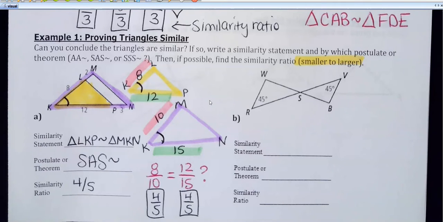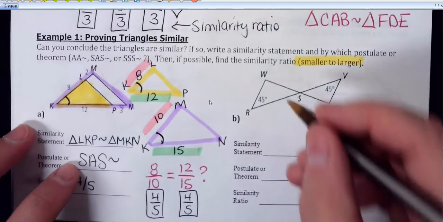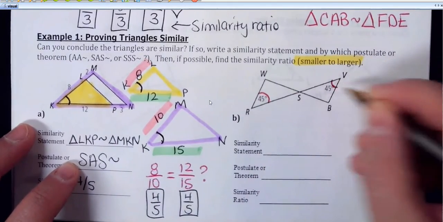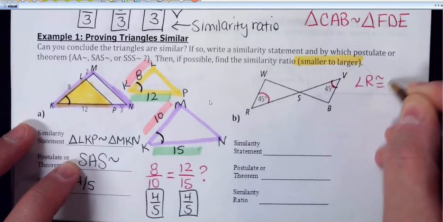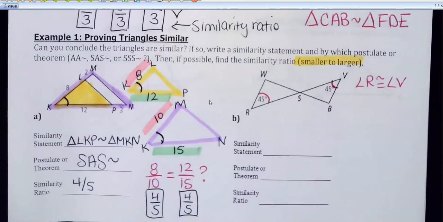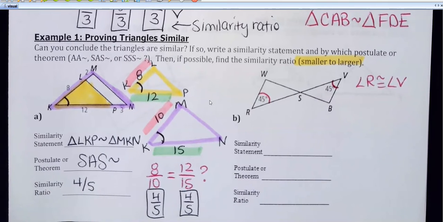All right, here's what I have in the next picture. So I have angle R and angle V. So angle R congruent to angle V. That was just given to us. Those are both 45 degrees. I don't have any sides marked in this at all. Is there any other information I could mark in the diagram that maybe is not already marked in it?